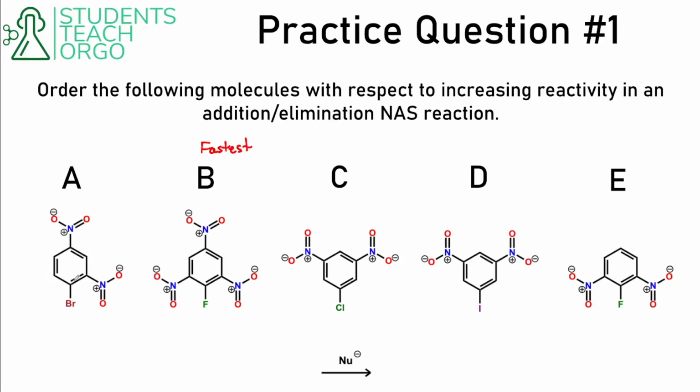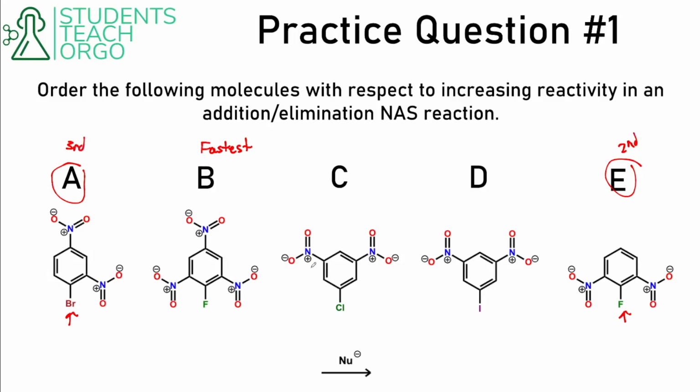And if I were to keep on looking, I can see that this compound here, A, and this compound over here, E, both have 2 electron withdrawing groups, and the electron withdrawing groups are in ortho, they're both in ortho positions here, ortho para here, so equivalent as far as electron withdrawing groups go. But if we look at bromine versus fluorine, fluorine's going to be a better leaving group in this case. So that would be our second fastest, followed by this one in third.